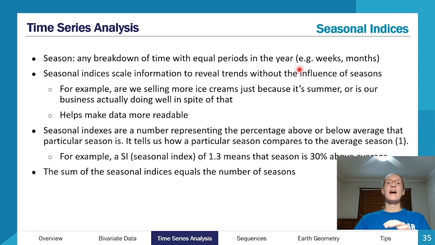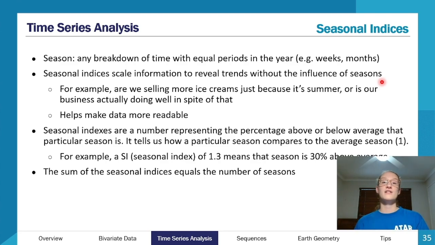So again, we could do it month by month, in which case we'd have 12 seasons in the year. And seasonal indices are the numbers that we use to deseasonalize and reseasonalize data. So these seasonal indices scale information to reveal trends without the influence of seasons. So if, for example, I had a time series plot where I plotted ice cream sales throughout the year, you'd definitely expect there to be a big spike in the summer months, and then in the cooler months, I probably wouldn't be selling so many ice creams.